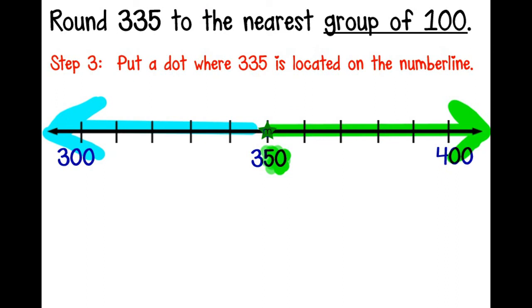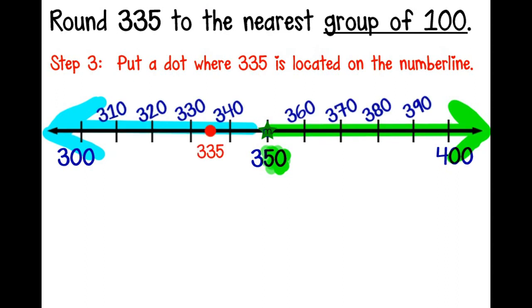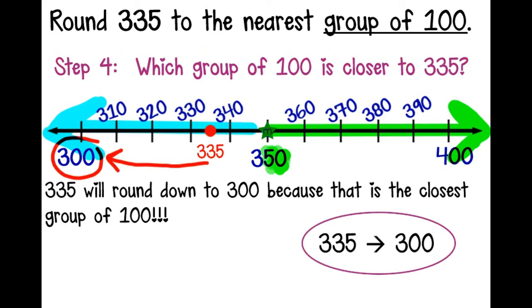Our next step is to place 335 on the number line. 335 falls halfway between 330 and 340. This means that we will bump 335 down to 300.